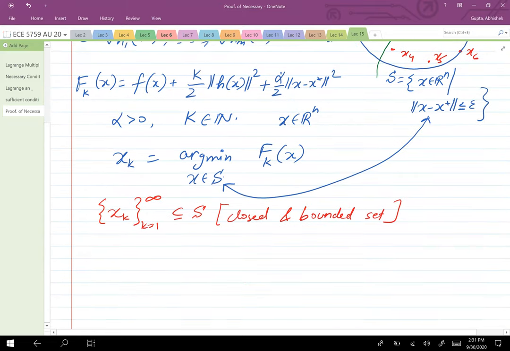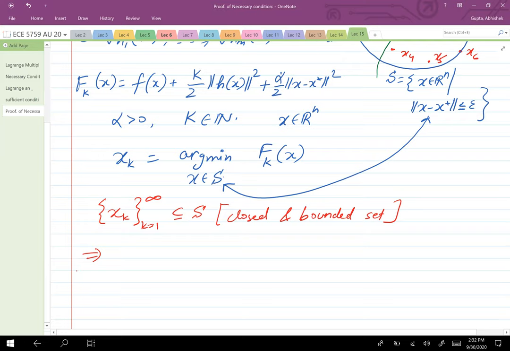Okay, so what does this imply? Can someone tell me what happens when we have a sequence in a closed and bounded set? Sorry? It's convex. I mean, the set S is convex. That's right. But something happens when you have a sequence in a closed and bounded set. The limit belongs to the set. Sorry? The limit? Like it converges to the set.